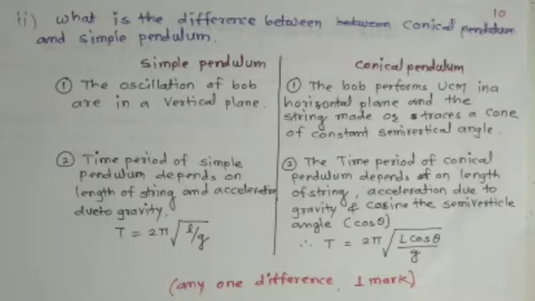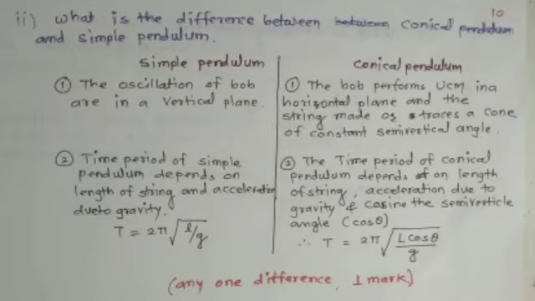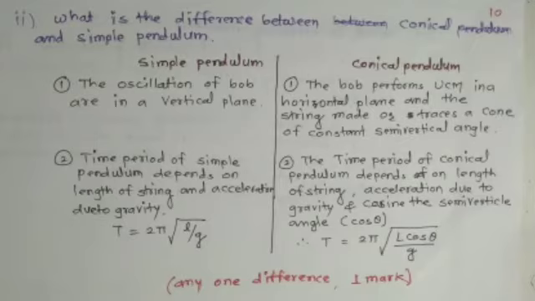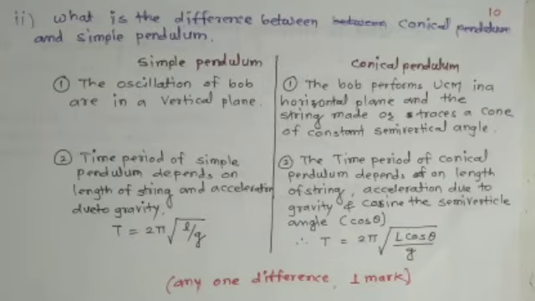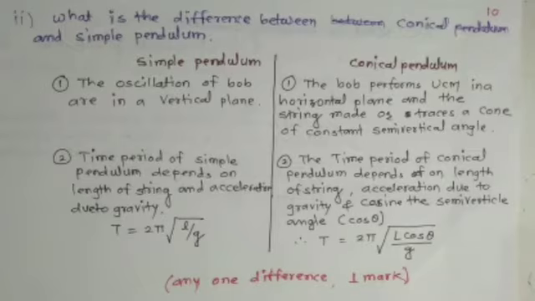So capital T equal to 2 pi square root of L upon g. Whereas in conical pendulum, the time period depends on length of string, acceleration due to gravity and cosine of the semi-vertical angle, that is cos theta. Therefore, capital T equal to 2 pi square root of L cos theta upon g. Any one difference gets 1 mark.